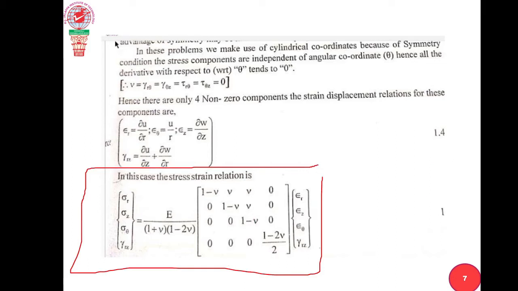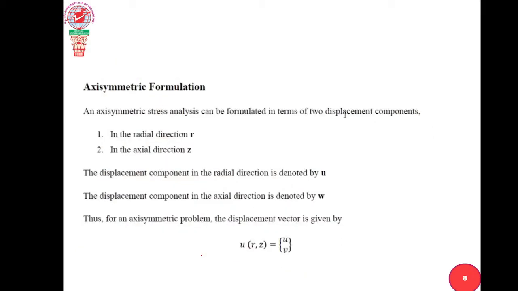There is a derivation, but we are not going to take the derivation. Only the final stress-strain relation we are going to consider. That's all that we have written. Now, very important, basics again. What is the FEA formulation? With respect to FEA formulation, this axisymmetric formulation is here. Please listen carefully. As mentioned here, axisymmetric stress analysis can be formulated in terms of two displacement components.